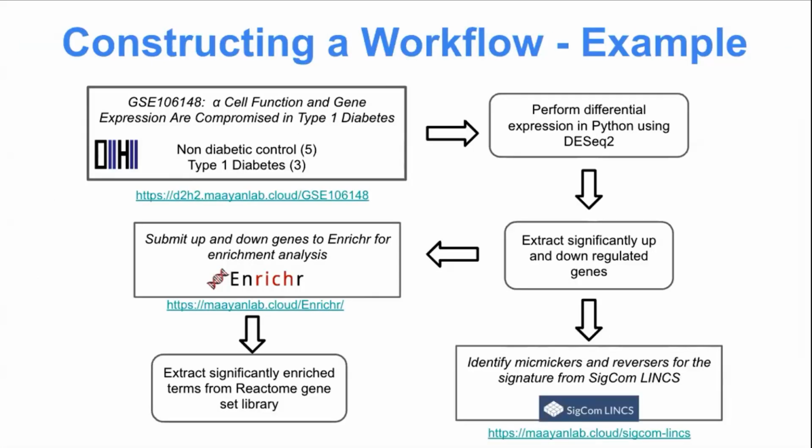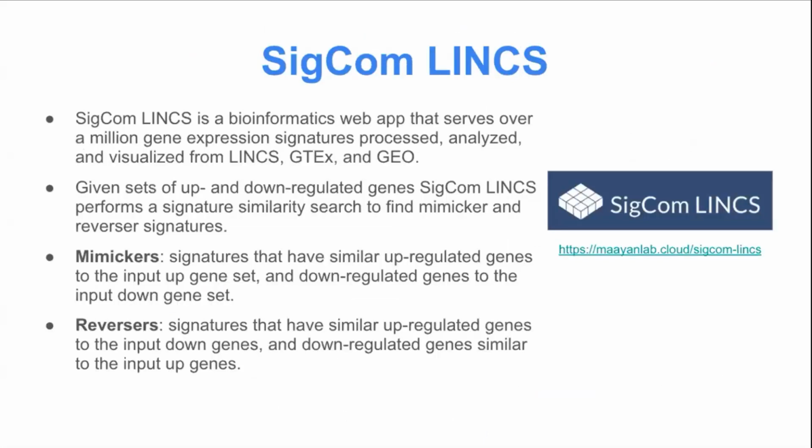We can then expand the workflow by using the SigCom LINCS API to identify the mimickers and reversers for the signature that we have obtained from our analysis. SigCom LINCS is a bioinformatics web app that serves over 1 million gene expression signatures processed, analyzed, and visualized from LINCS, GTEx, and GEO. And so given a set of up and down regulated genes, SigCom LINCS can perform a signature similarity search to find mimicker and reverser signatures.